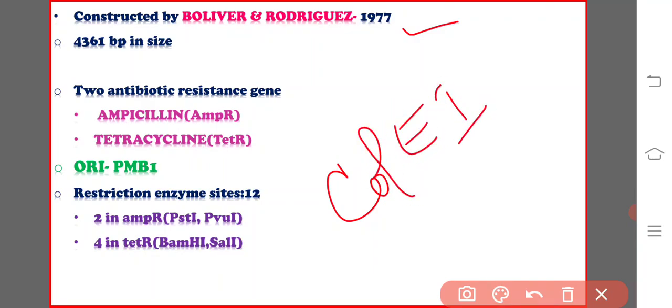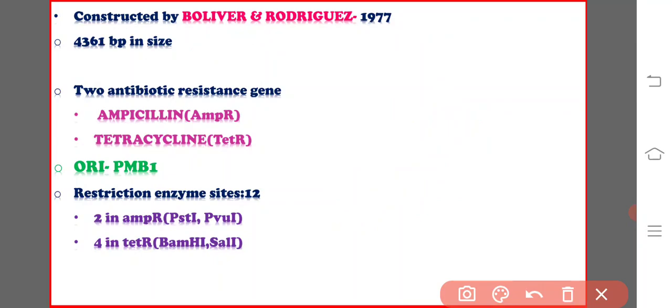and composed of about 4,361 base pairs, and its replication may be faster. The plasmid has an origin of replication, the ORI site, and two selectable marker genes conferring resistance to antibiotics: the ampicillin resistance gene, Amp R, and the tetracycline resistance gene, Tet R. It also has unique recognition sites for 20 restriction endonuclease enzymes.